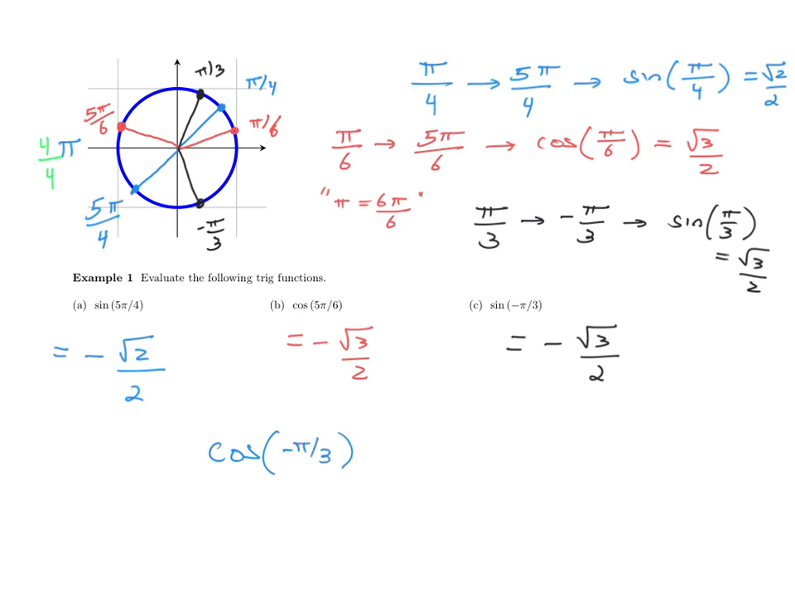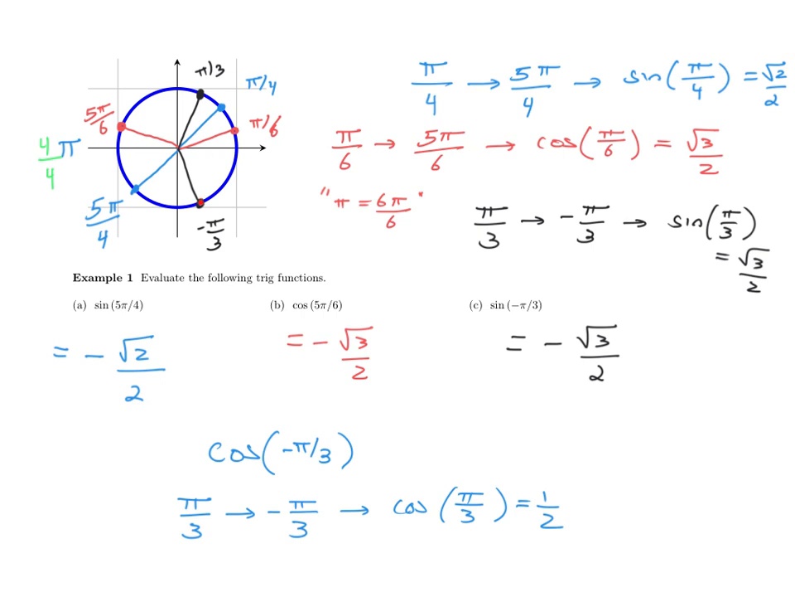Again, my thought process is find pi over 3. Think of that first. Use that to find negative pi over 3. Okay, we did that. Do we know what cosine of the pi over 3 angle is? And the answer is, yeah, it's a half.